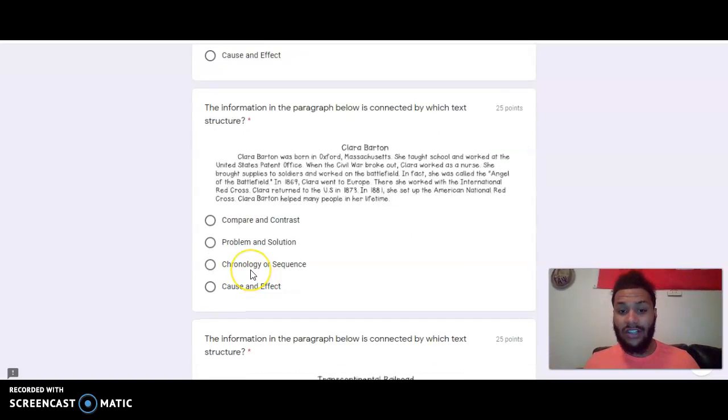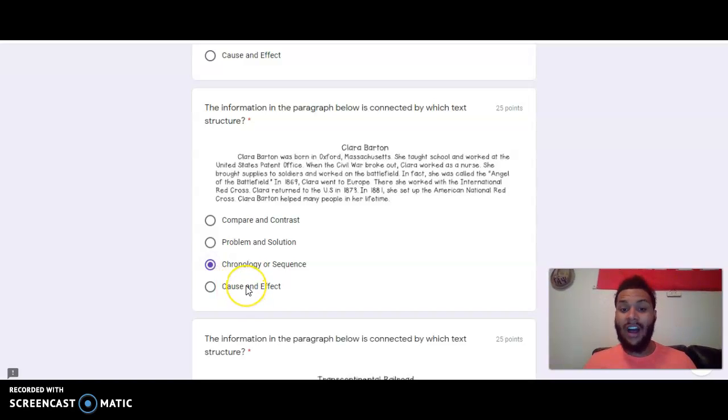Let's go to chronology or sequencing. In the text, it tells me where she was born. It tells me what she did in school. It tells me what happened after she was in school. It tells me what happened after she worked in the Civil War. And it tells me what happened after she came back to America and went to Europe and all that. And that's telling me things happening in order. So I know that that's going to be chronology or sequence, but I want to check my last answer to make sure.